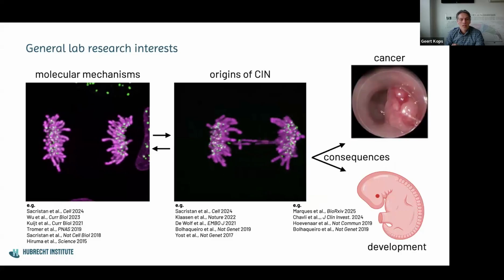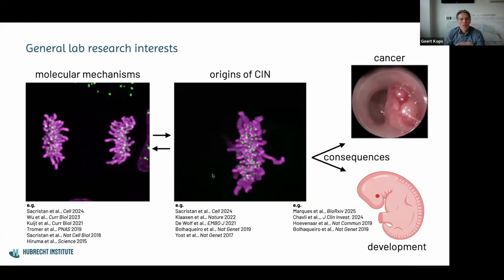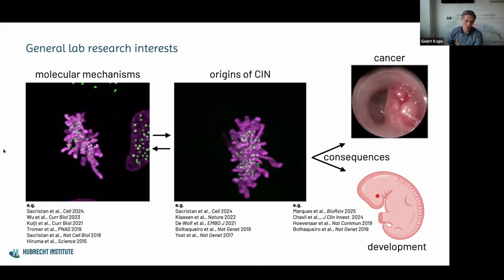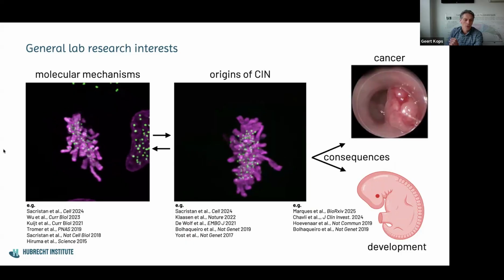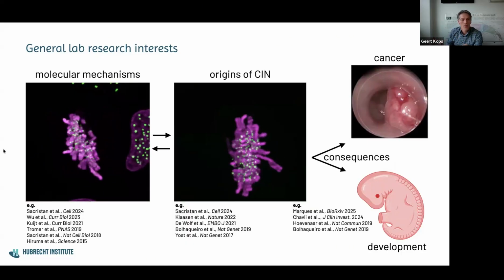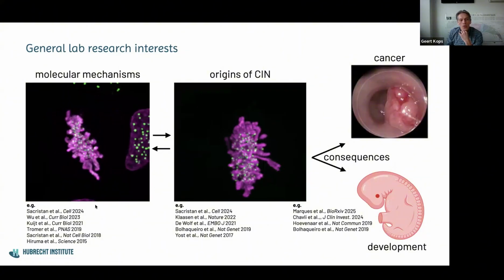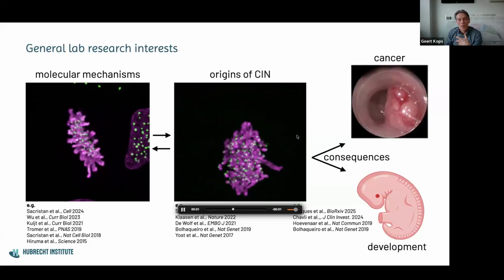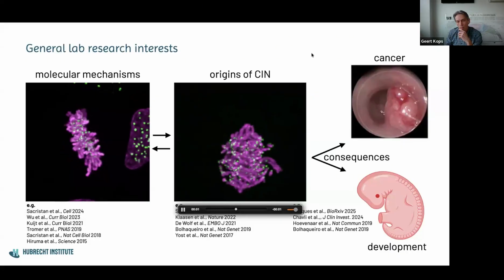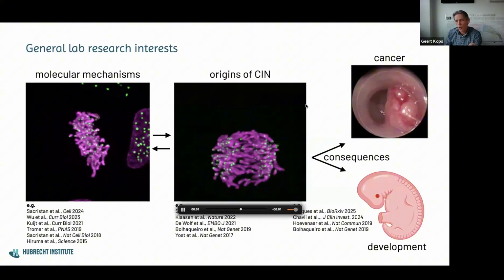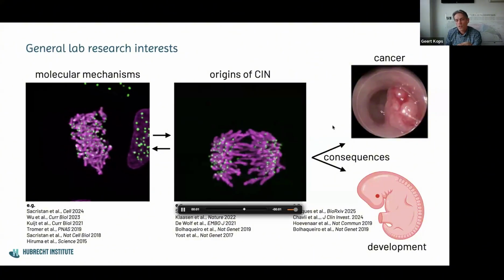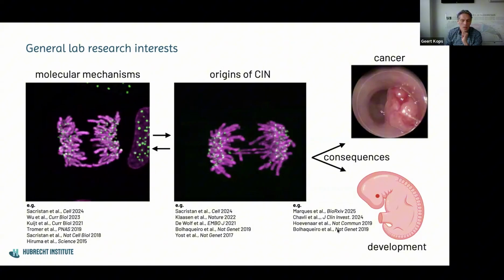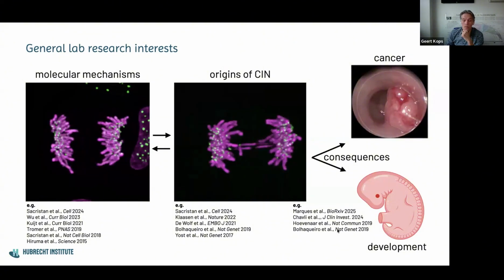Our lab has been, like I said, interested in various aspects of this. Over the years, we've done a lot of work on the molecular mechanisms of chromosome segregation, which is fundamental basic research on the proteins and regulatory principles of chromosome segregation. We then use those insights to understand the origins of chromosomal instability: why do cells increase missegregation rates, and what is going wrong in those cells? And then two lines of research deal with how this contributes to cancer development and also to embryonic developmental defects.